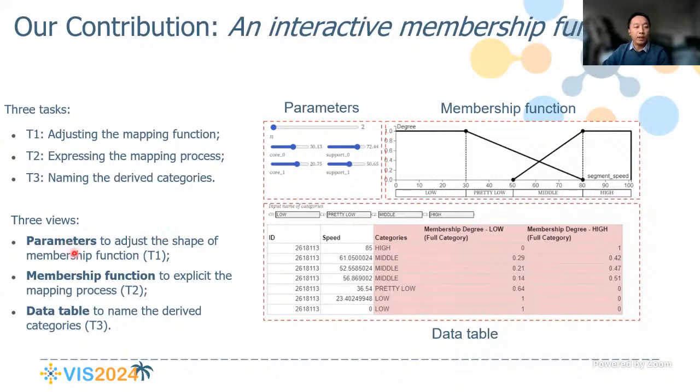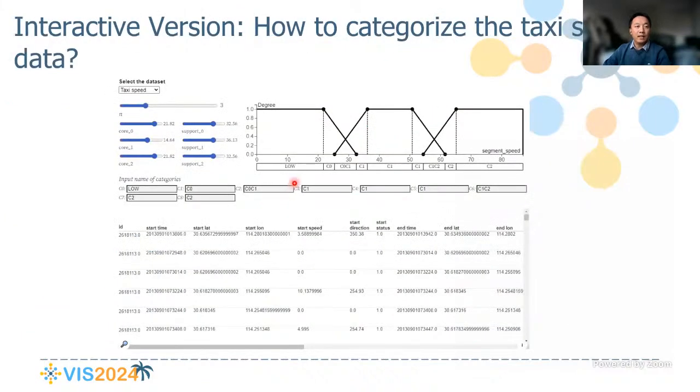For example, the parameters could adjust the shape of the mapping function. The membership function could make the mapping process explicit. The data table could name the derived categories. Let me introduce how to use it using a video.